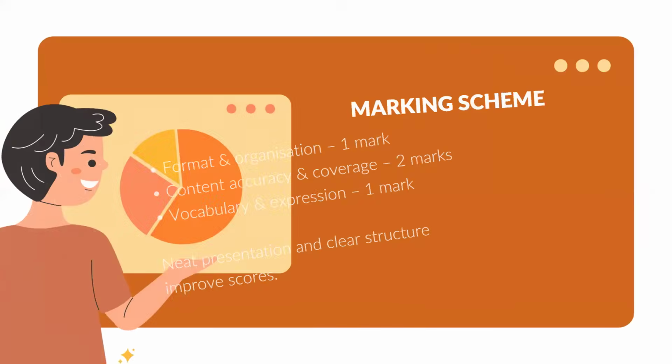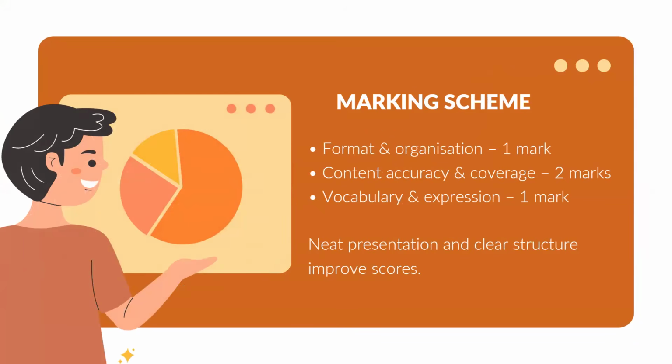So now moving on to the marks section. Marking schemes usually come from three areas. First is the format, then content accuracy, and expression. Balanced performance in all three areas ensures maximum scoring. Don't ignore any component, because format and organization is going to get you 1 mark. The content accuracy and coverage of the content is going to get you 2 marks. And finally, vocabulary and expression is going to get you the rest.